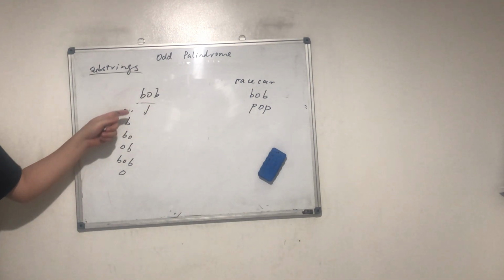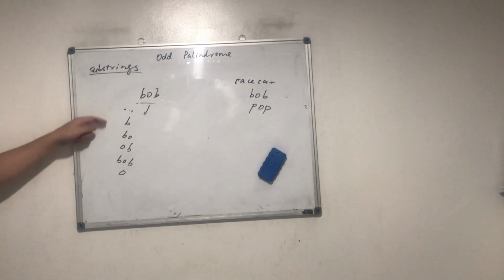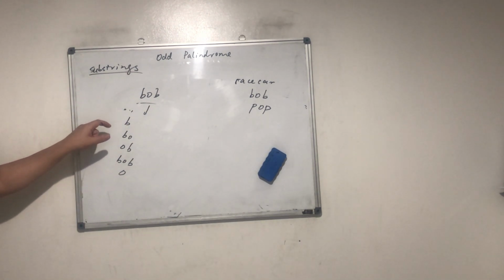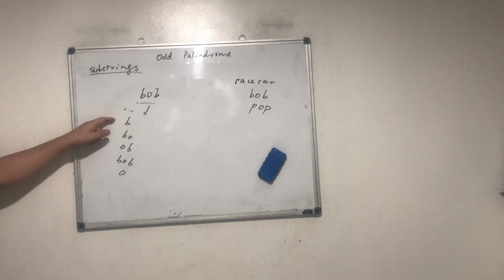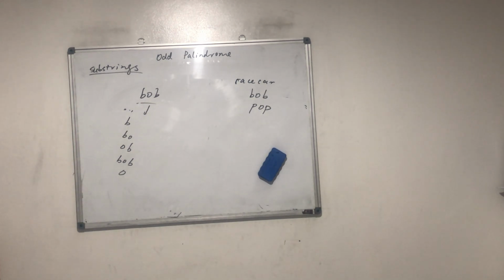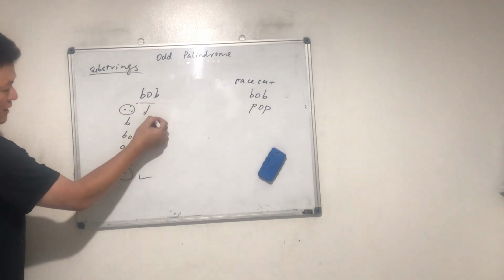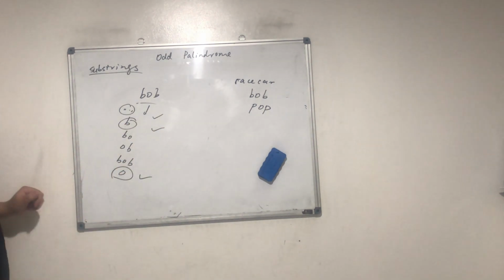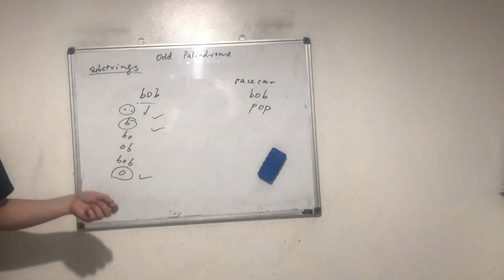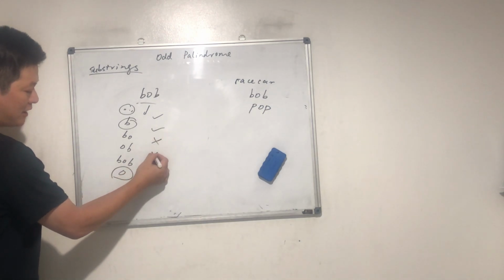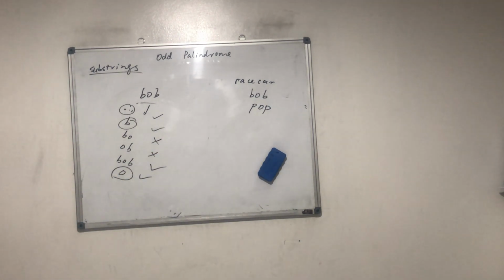So it's six substrings. Among those, which are the palindromes? How many of those are palindromes? This one is. This one is too, a single character palindrome, right? This one no. This one yes, right?